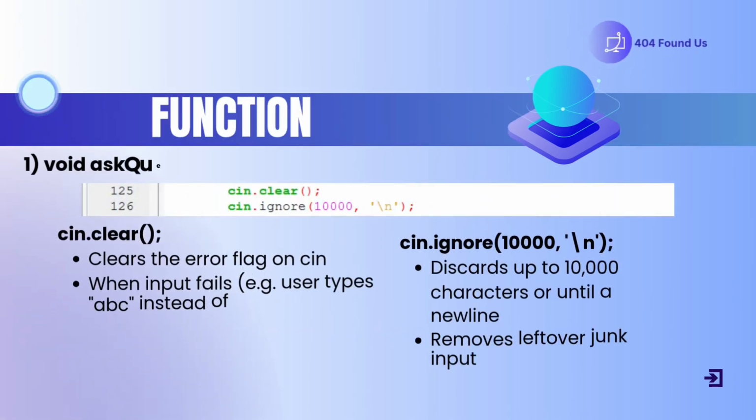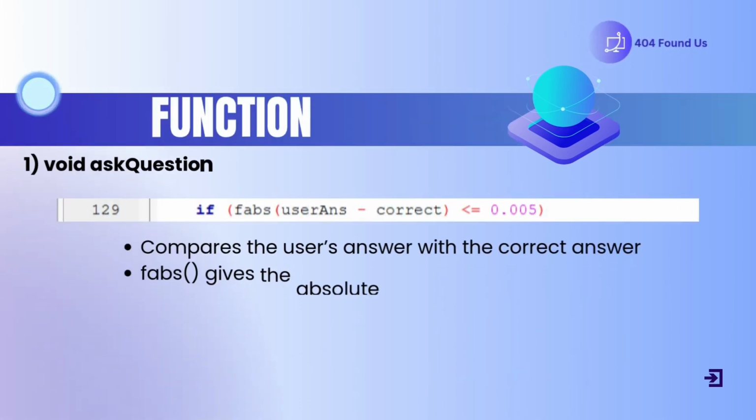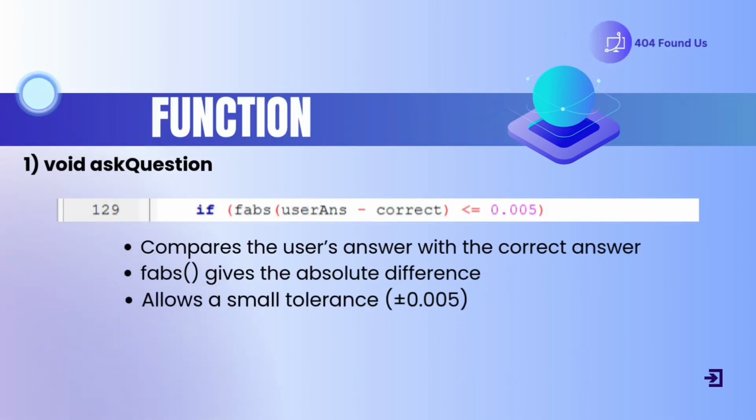cin.clear clears the error flag on cin. cin.ignore discards up to 10,000 characters or until a new line, removing leftover junk input from the buffer. Line 129 compares the user answer with the correct answer. fabs gives the absolute difference.